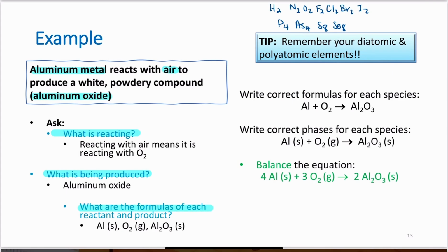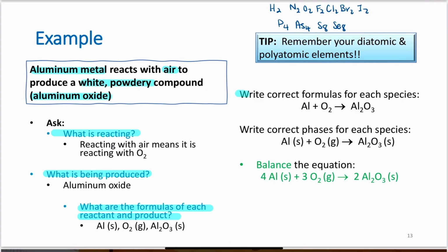What are the forms of each reactant and product? Meaning, are they solid, gas, liquid, or aqueous phase? Well, aluminum metal: all metals are solid except mercury at room temperature, so we can safely assume aluminum is a solid. We know oxygen is what we're breathing in, so oxygen is going to be a gas. And then it says here, a white powdery compound. White and powdery to me means solid, so I know that my aluminum oxide will be a solid.